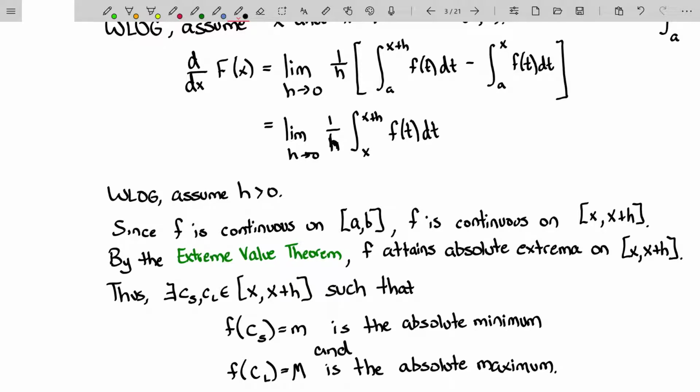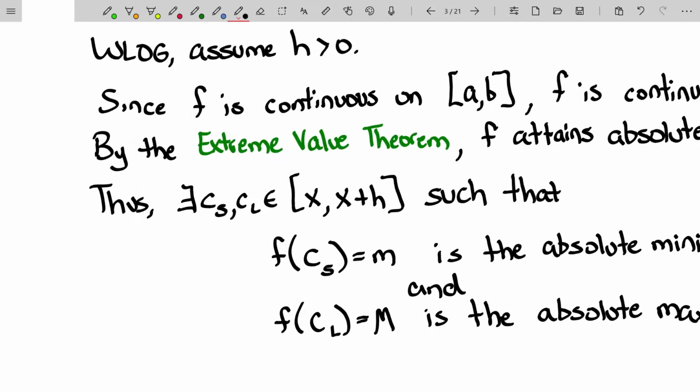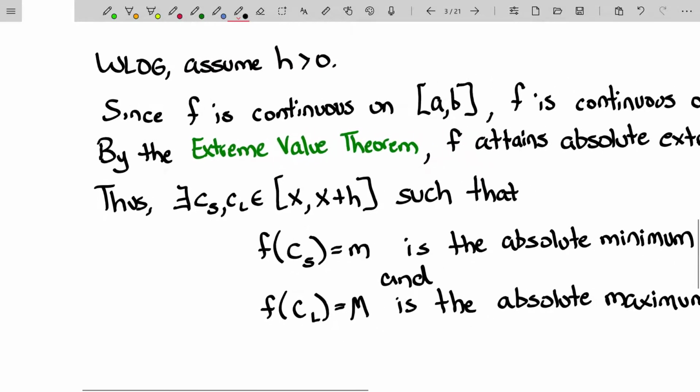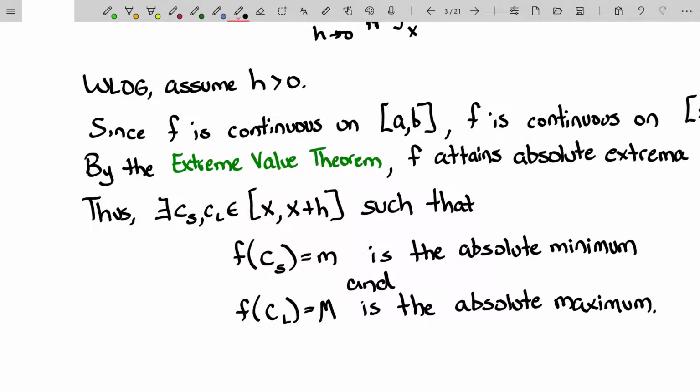Therefore, there must exist, and I'm just repeating myself here with the symbols on the screen, that backwards capital E is saying there exists c sub s and c sub L. I'm using those notations because I'm saying a constant, and that's what the c stands for in my brain. S means small, L means large. So there's a c sub small and a c sub large in that interval such that the function evaluated at c sub small equals little m, which is the absolute minimum on that interval, and f of c sub L equals capital M, which must be the absolute maximum on that interval.